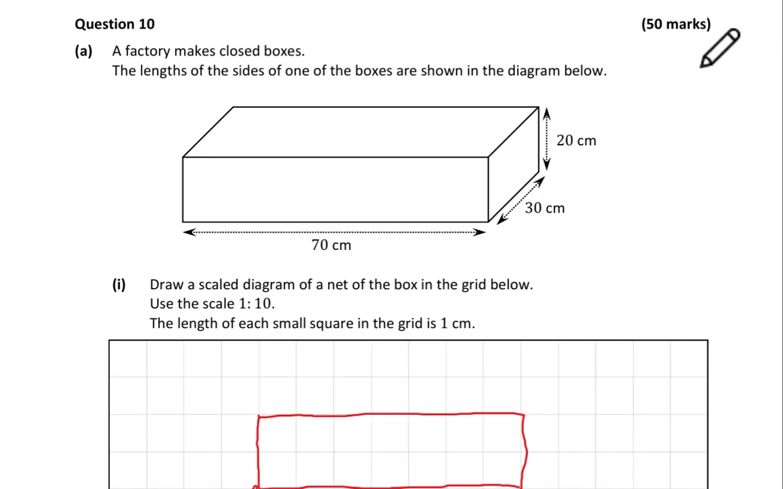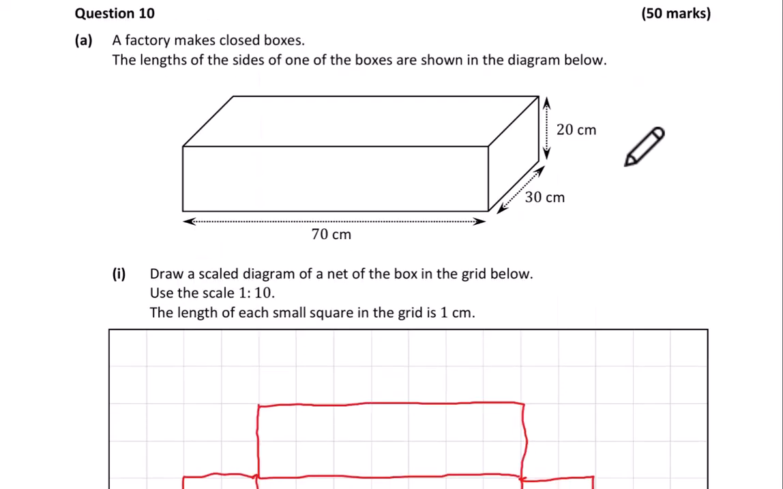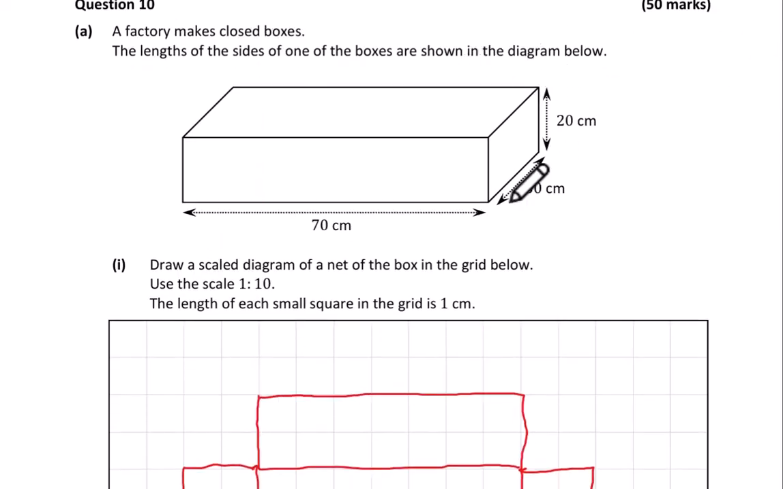Now I'm going to draw the 2 edges. So this edge here and the edge on the other side as well. That's 30 by 20. So we need to come out 2, come out 2. So that's the back and the bottom part.